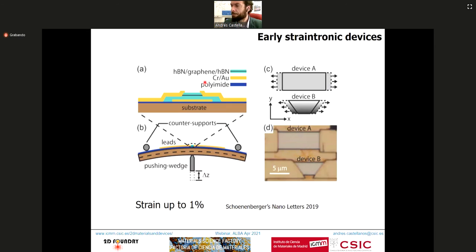Another approach has been reported by Sonnenberger's group, where they were basically exploiting all the technology and expertise they have in mechanically controllable break junctions in order to fabricate strain-tunable graphene devices. This approach is very promising, but so far they have been focusing on very fundamental magnetotransport measurements, so not really adding a functionality to a device upon straining.